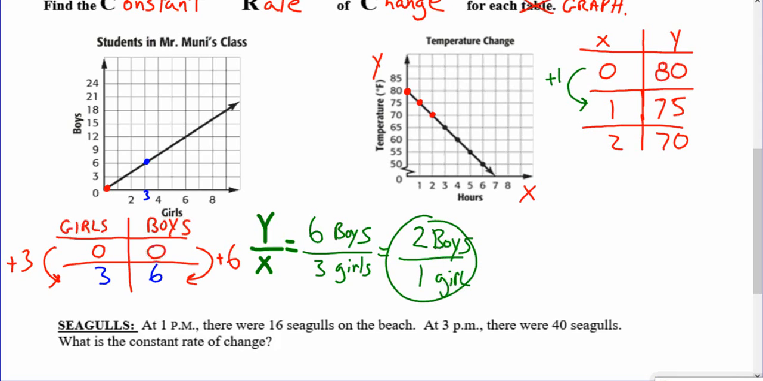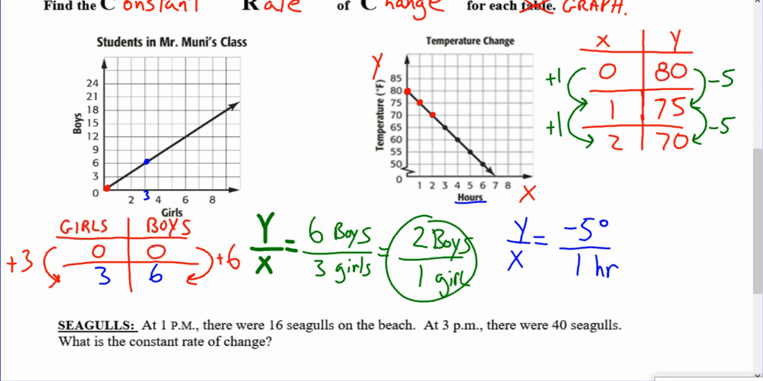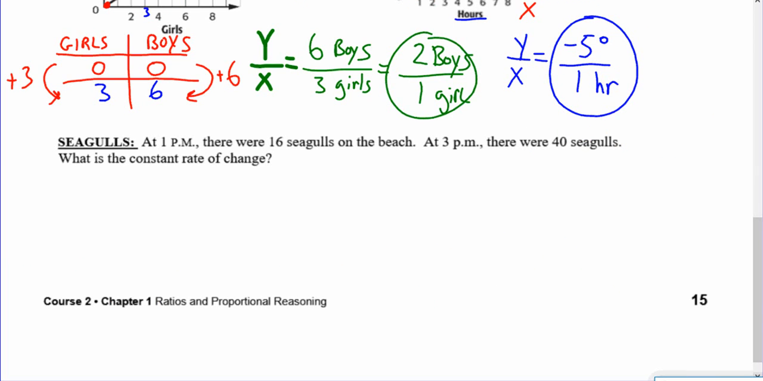Okay, let's look at the changes. The change from there is +1, +1. You look at the change of the y's, that's 80 to 75, that's -5. And another -5. Alright, so our change of y over x, that is going to be -5 degrees, because that's temperature, and over hours, 1 hour. -5 degrees per hour. That's how much it changed.